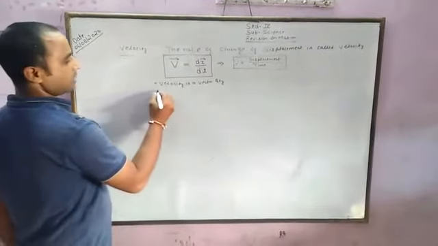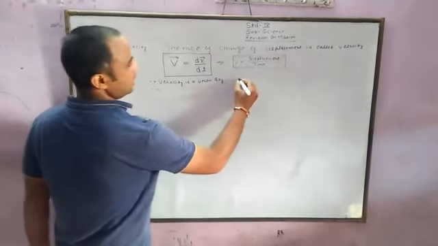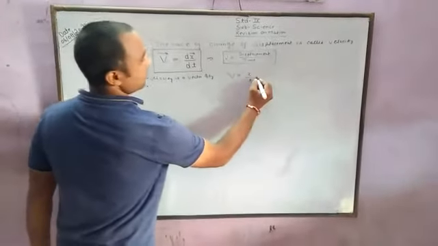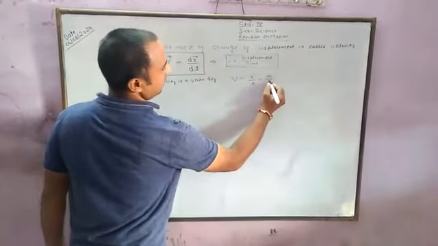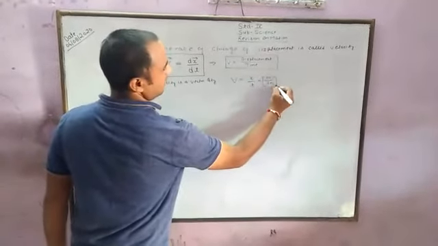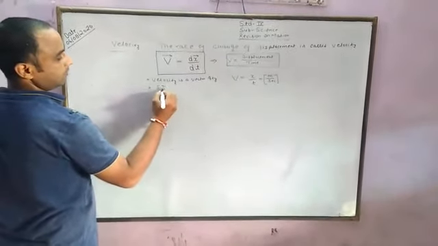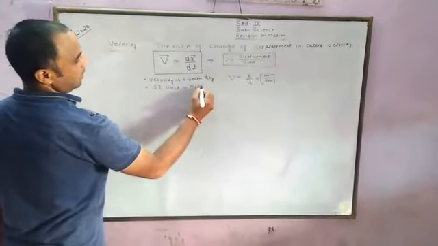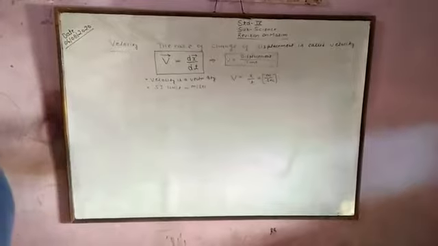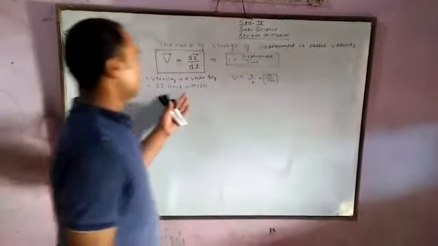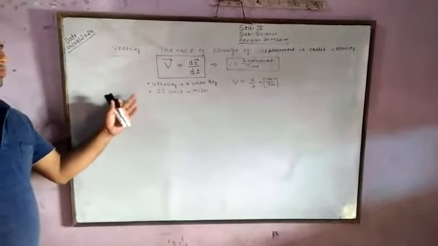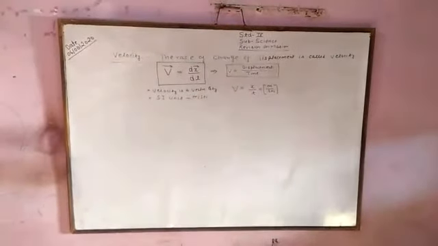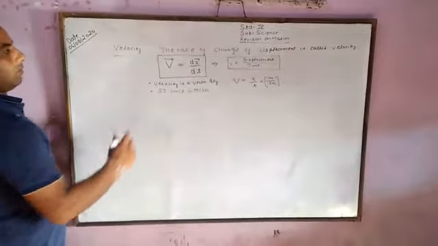What is the SI unit of velocity? Velocity is equal to displacement upon time. What is the measurement of the displacement? It is meter, and time is in second, and this is the SI unit. The SI unit of velocity is meter per second. And also we can write that velocity is a vector quantity, so we have to remember these two words. Velocity is a vector quantity, and what is the basic formula of the velocity and the SI unit of the velocity?